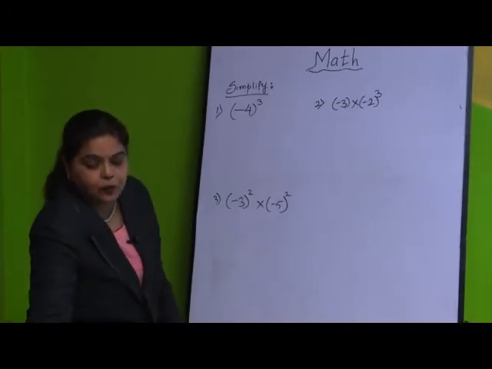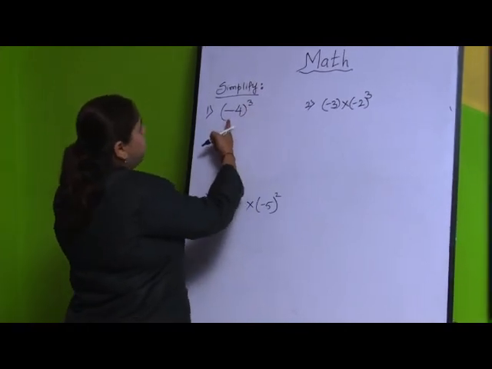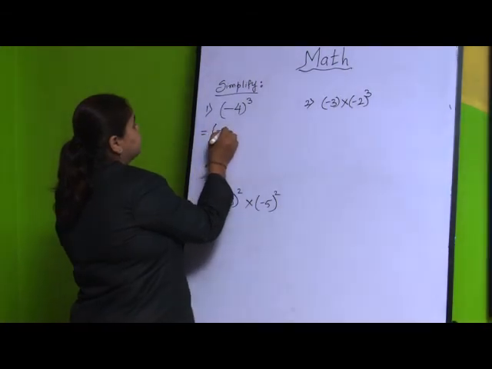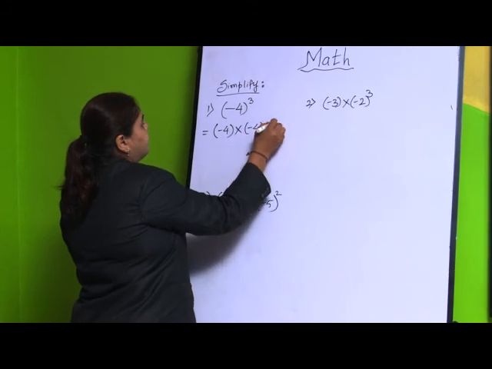Here some examples are given to us, as minus 4 to the power of 3. This means the base is multiplied 3 times. So, I will write here minus 4 multiplied by minus 4 multiplied by minus 4.